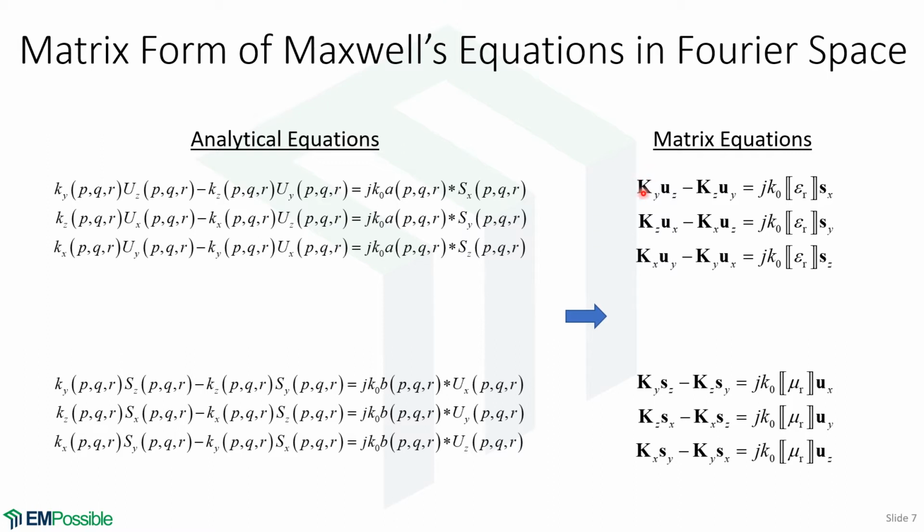So our K's are diagonal matrices, our U's and S's are column vectors, there are unknowns, and this is a convolution matrix. This is our permittivity convolution matrix and our permeability convolution matrix.